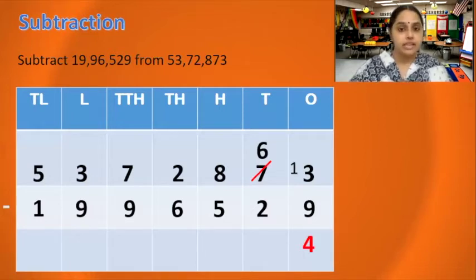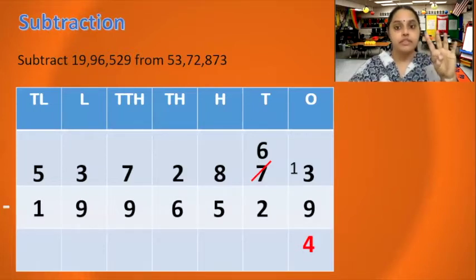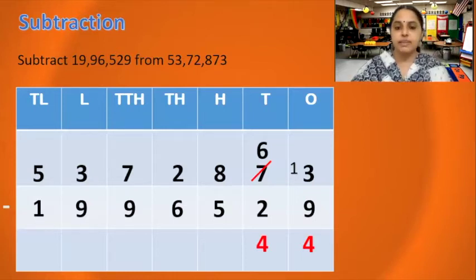Yes, we can subtract 2 from 6. Why? Because 6 is a greater number, isn't it? So how do we do it? After 2, you start counting till 6. 3, 4, 5, 6. How many fingers? 4. So the answer in the tens place is going to be 4.